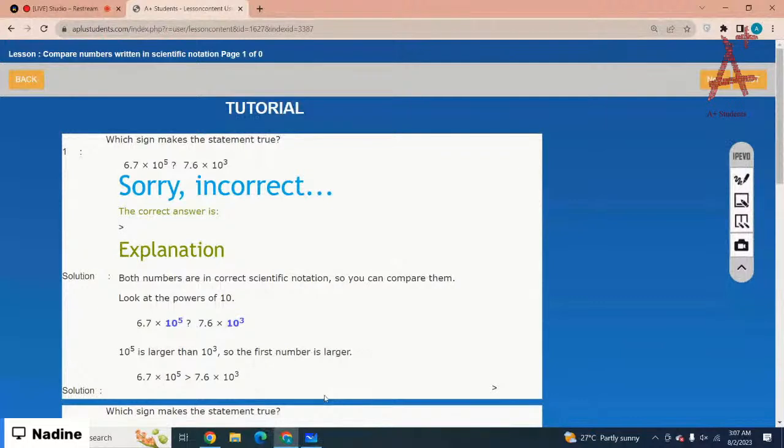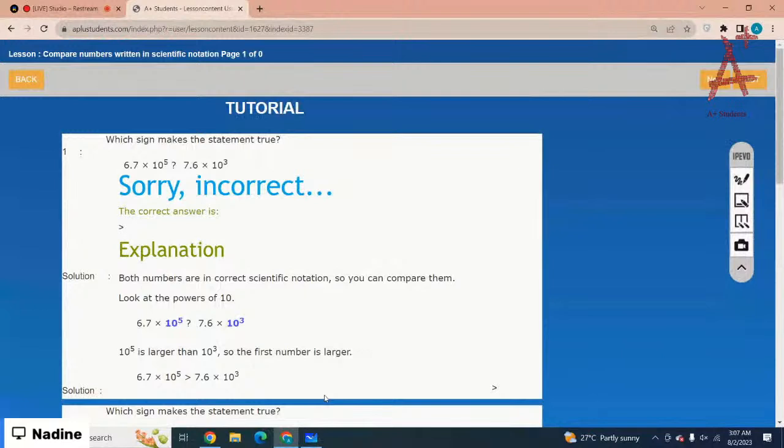So let's just start with the first example. Which sign makes the statement true? 6.7 times 10 exponent 5 and 7.6 times 10 exponent 3. Both the numbers are written in scientific notation. This is basically the scientific notation in which you write a number in decimal form and then multiply by 10 with some exponent, right?